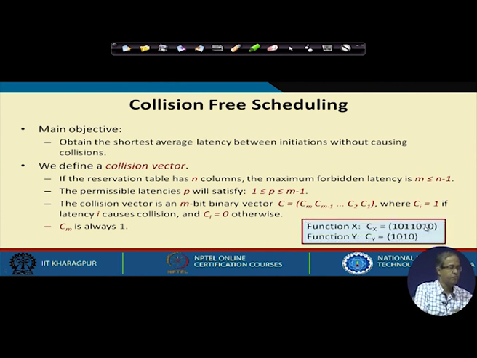So, for the two functions you see, for function x the forbidden latencies were 2, 4, 5 and 7. You just count 1, 2, 3, 4, 5, 6 and 7: 2, 4, 5 and 7. And for function y, on the right side, again 2 and 4. These are the forbidden latencies. So, the collision vector for the two cases is defined like this.